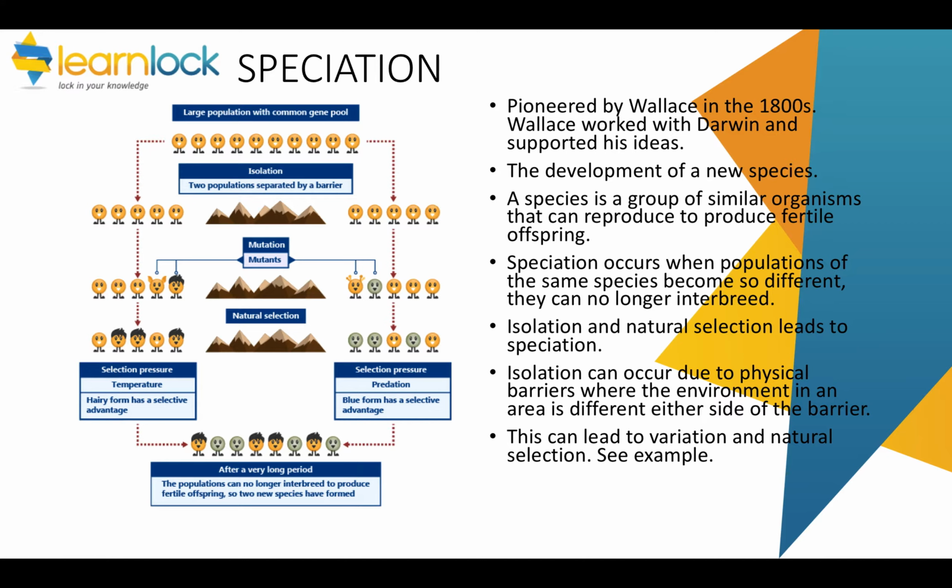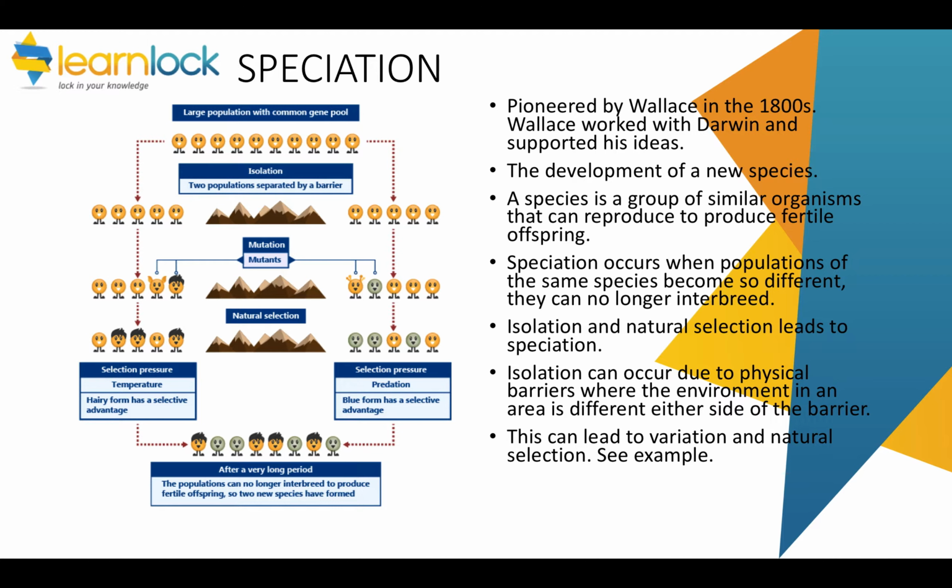Speciation. Now, this was pioneered by another scientist called Wallace in the 1800s. Wallace was a supporter of Darwin and worked with him. He actually worked with him on a book where they both came up with natural selection as well. Speciation is the development of a new species. A species, let's just remind you what that is, is a group of similar organisms that can reproduce and produce fertile offspring. So basically, if they were to reproduce, what they produce could also reproduce.